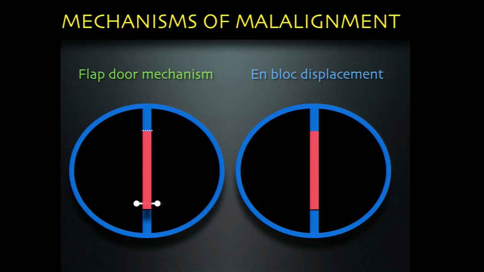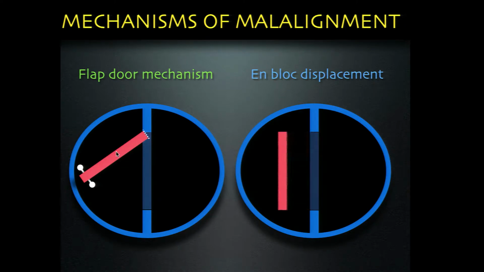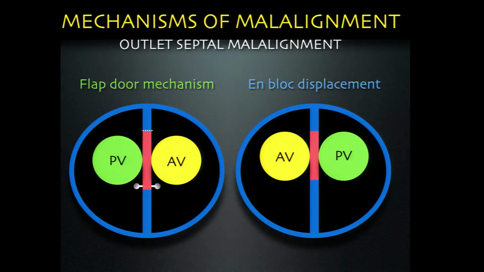One is the flap door mechanism, the other is en bloc displacement. The flap door mechanism is like this: you have your door open, and you have a VSD here. En bloc displacement is like this. An example is outlet septal malalignment, where the reference is the rest of the ventricular septum. The outlet septum is malaligning. What is the outlet septum? This is the subpulmonary outflow tract, this is the subaortic outflow tract, and this is the outlet septum.